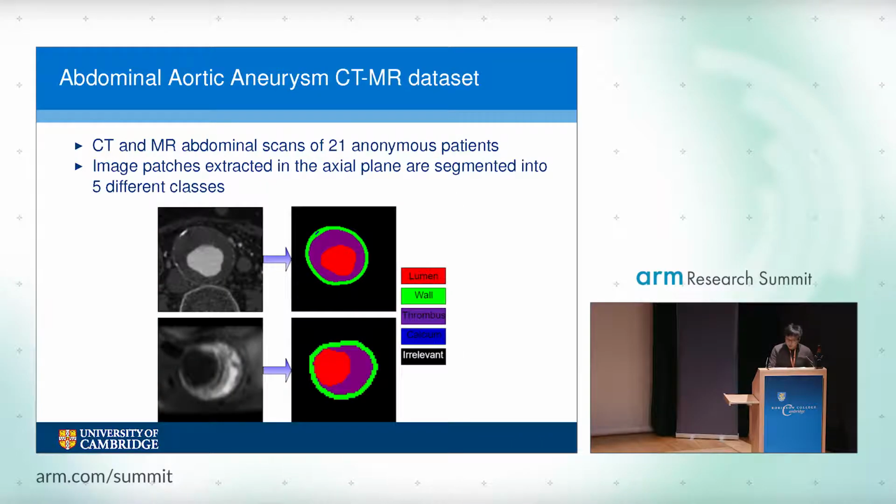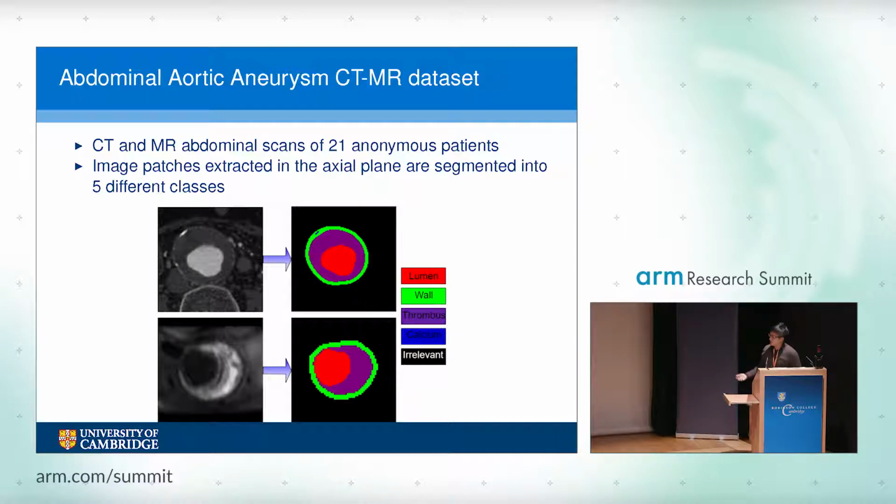And so in our data set, we have CT and MR abdominal scans of 21 anonymous patients. And so below is an illustration of what is actually a segmentation task. So we have the image patches extracted in the axial plane, that means the horizontal plane.